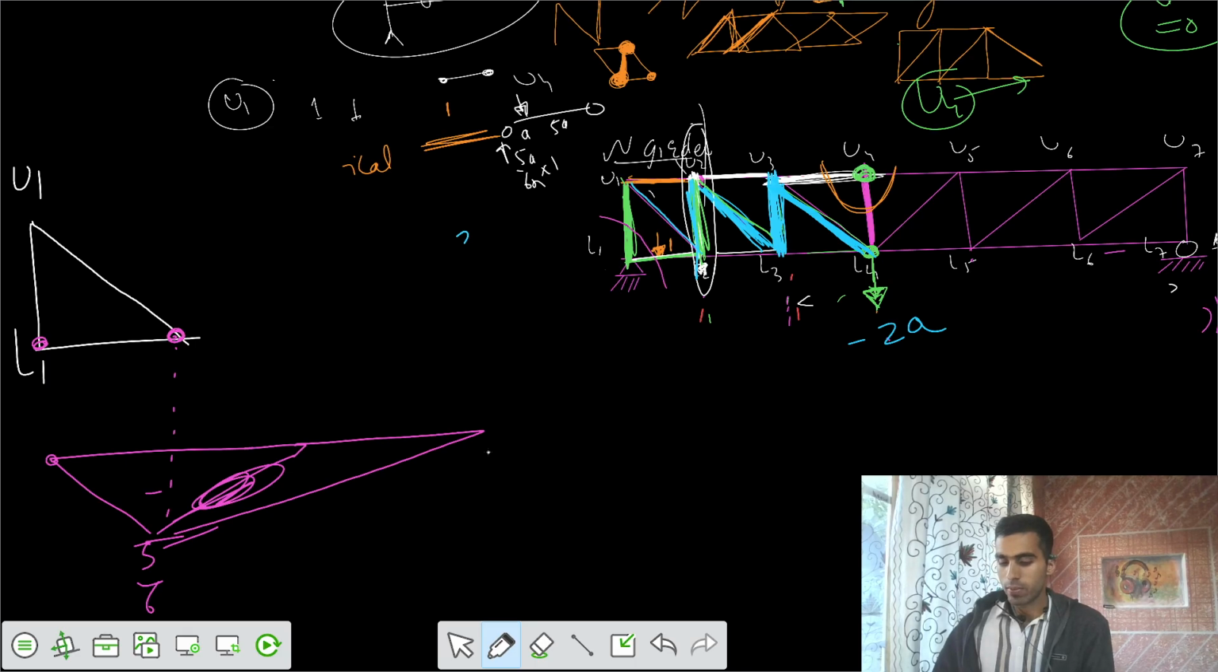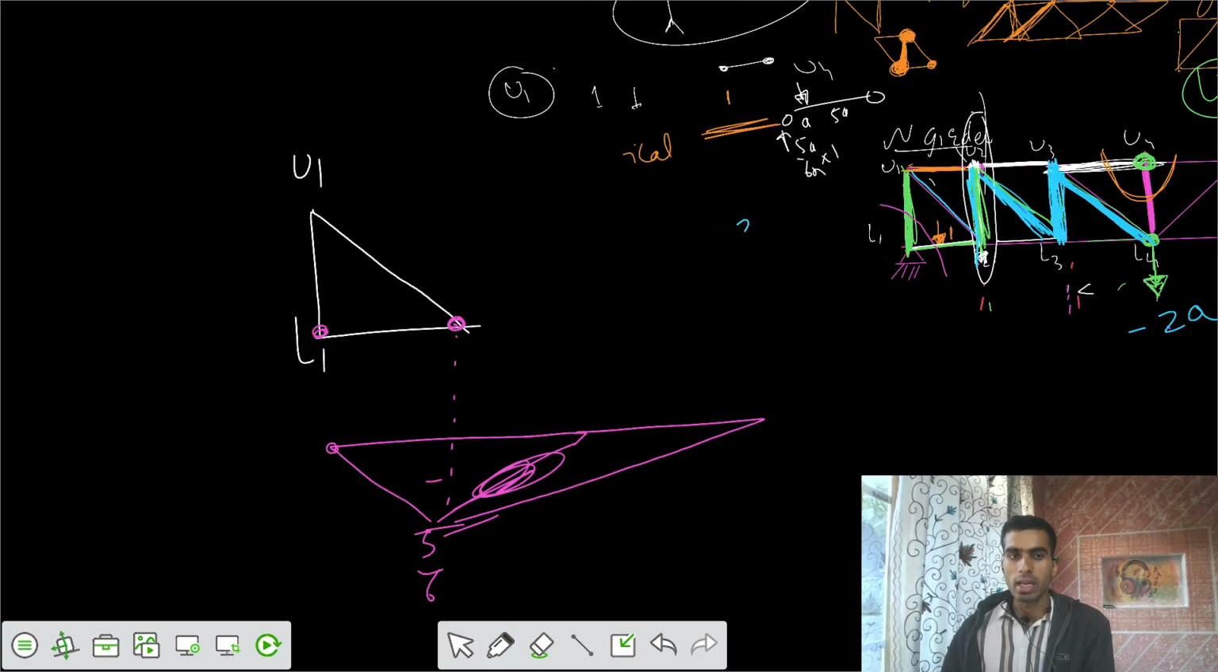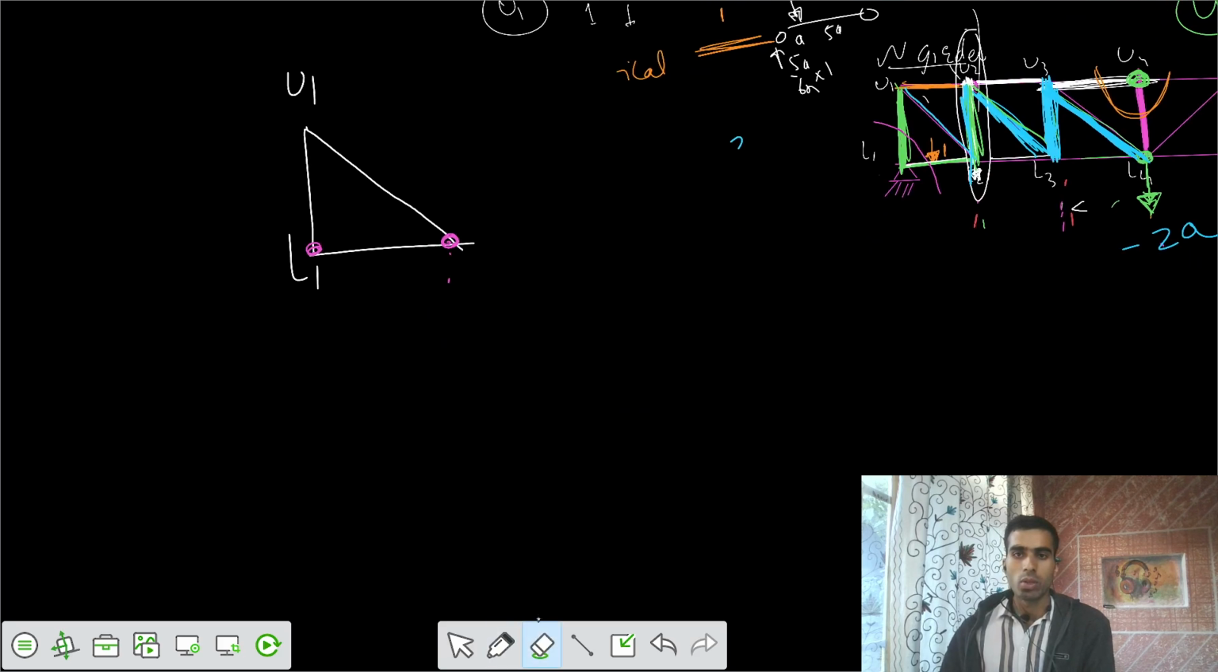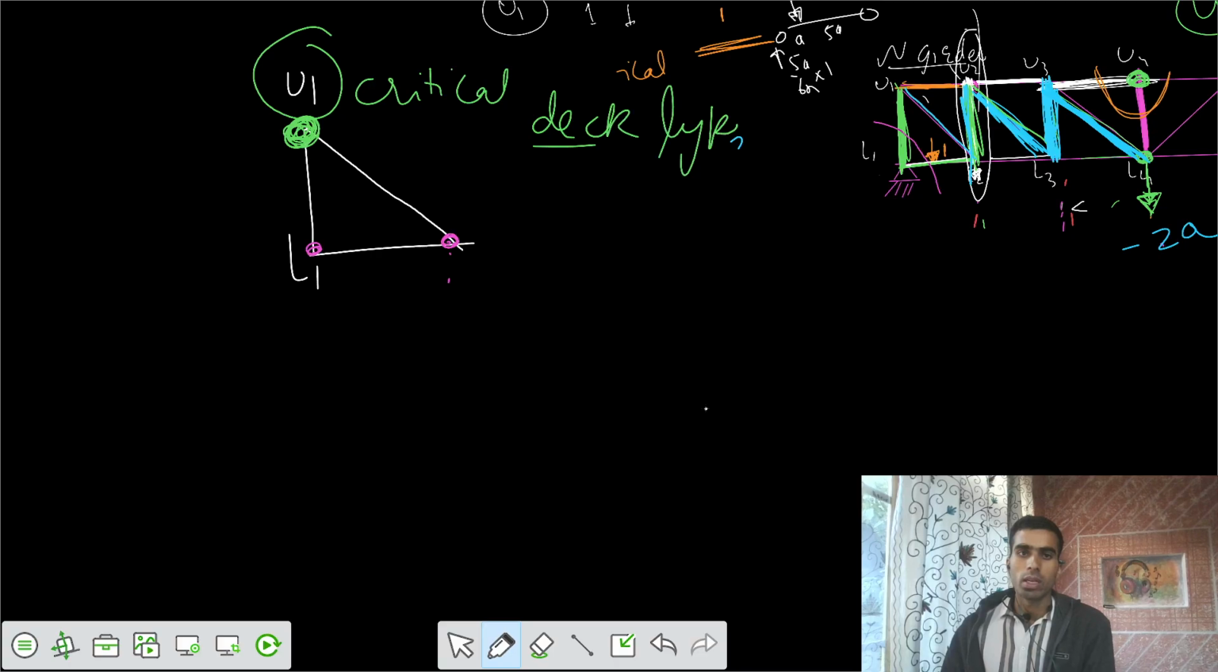Now the second case is if the member is having deck type loading. Let's take that same member again, but the loading is deck type. For the member U1L1, can you tell me which joint is having the loading? Is that U1 only? That means U1 only is the critical point. If the load is applied at U1, the critical location is only 1.